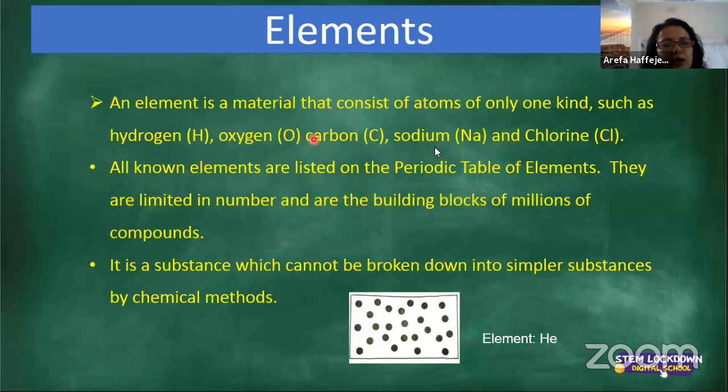Okay, so all elements that we know so far are listed on the periodic table, and there is only a limited number. And they are the building blocks of millions of compounds. Now, when you say building blocks of millions of compounds, what we mean is that these elements, through chemical reactions or other physical means, when they are put together, make up different types of compounds.